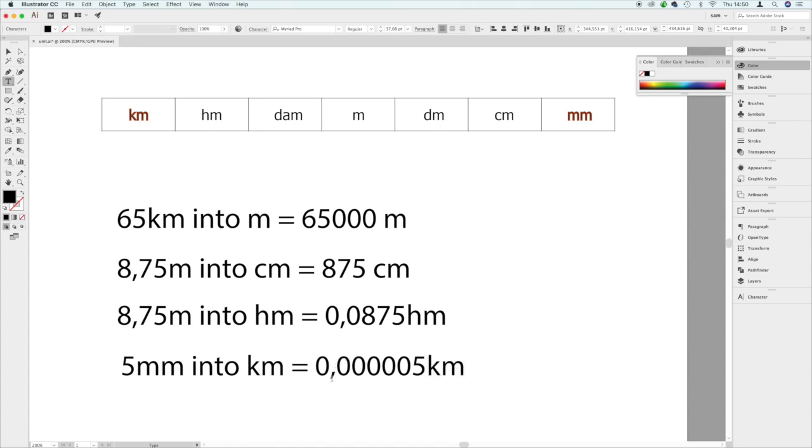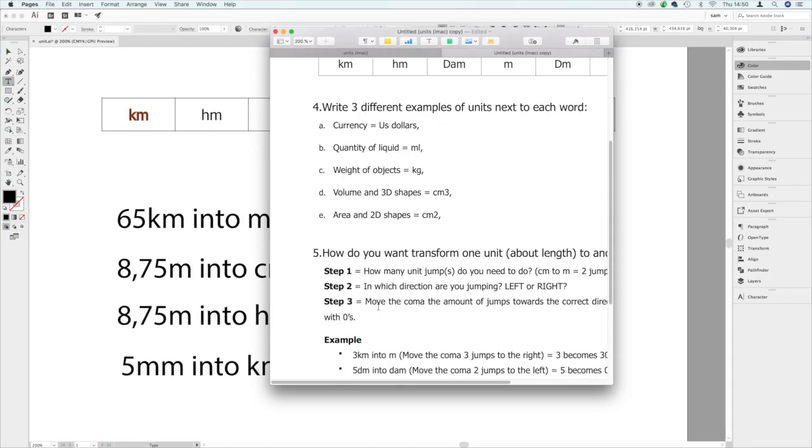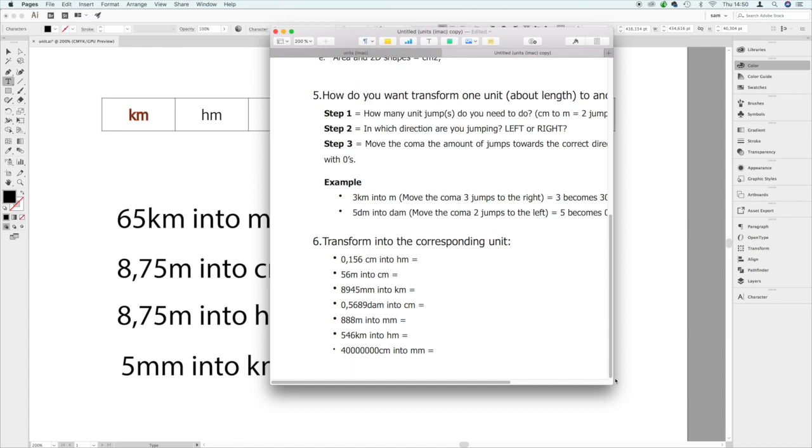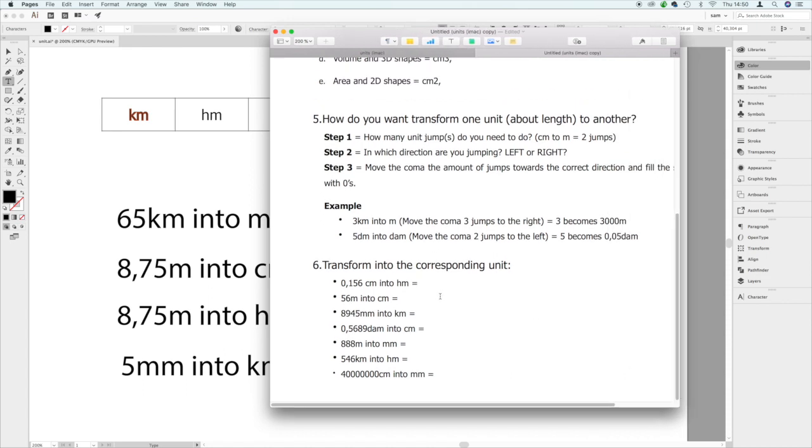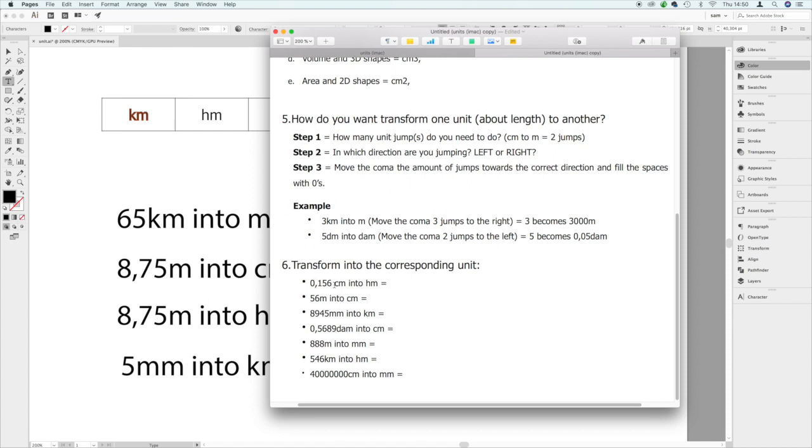That's it, guys, for today. What I would like you to do to find out if you understood it, before sending you the answer on Friday, is do exercise 6. So 0,156 centimeters into hectometers and so on. Better if you have the scale in front of you.